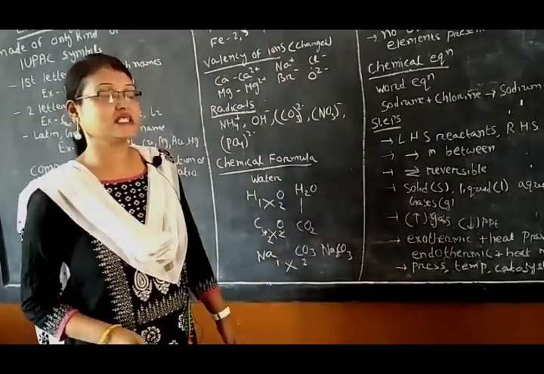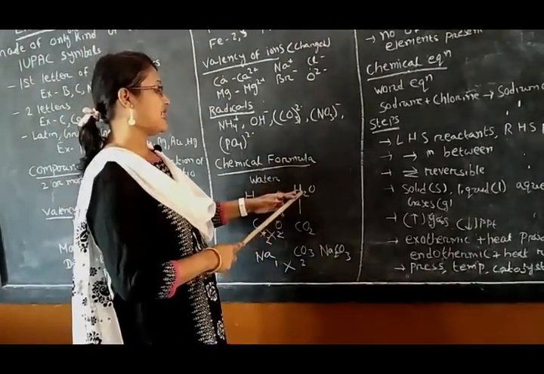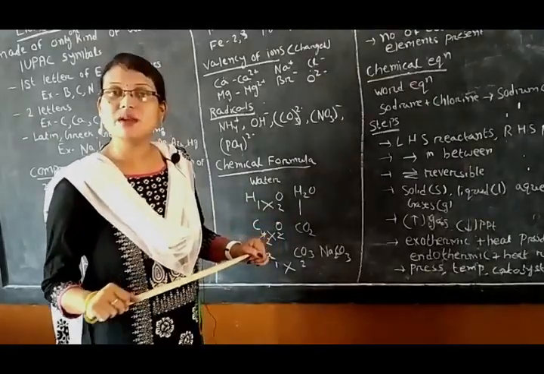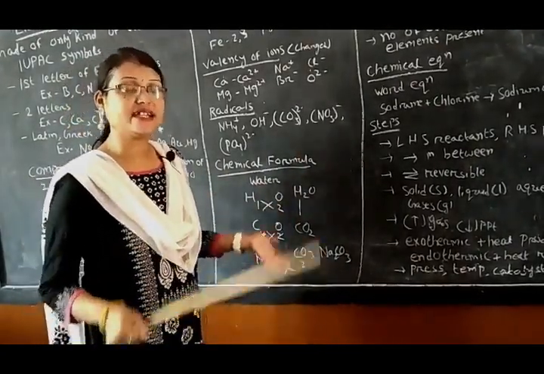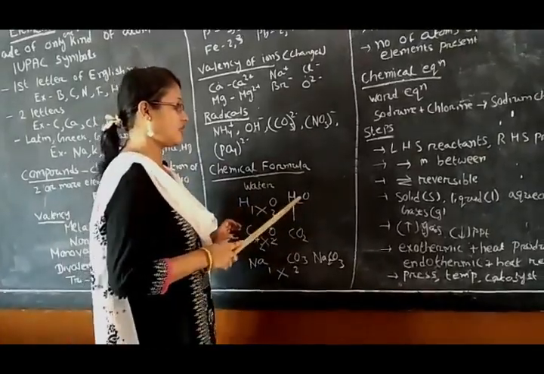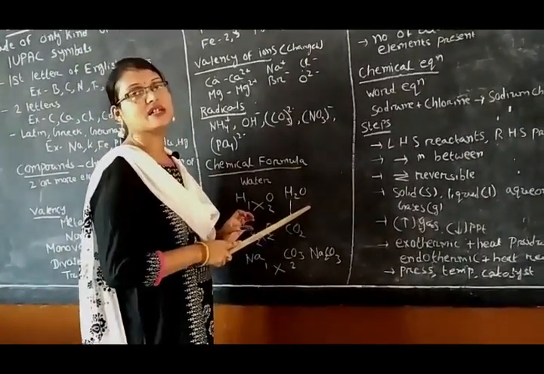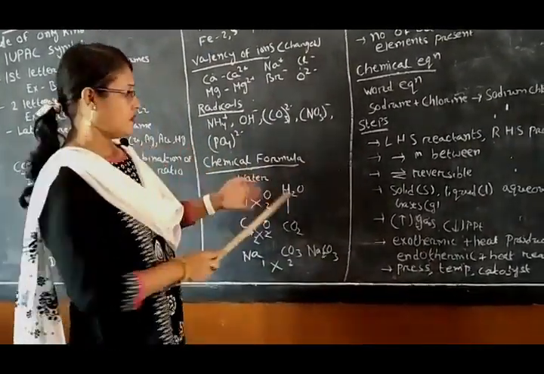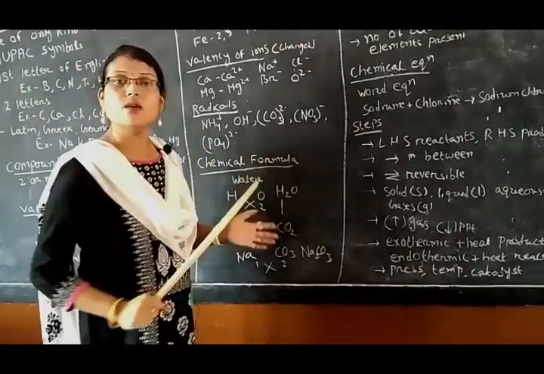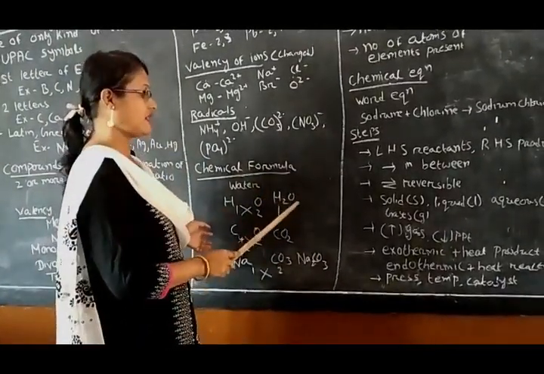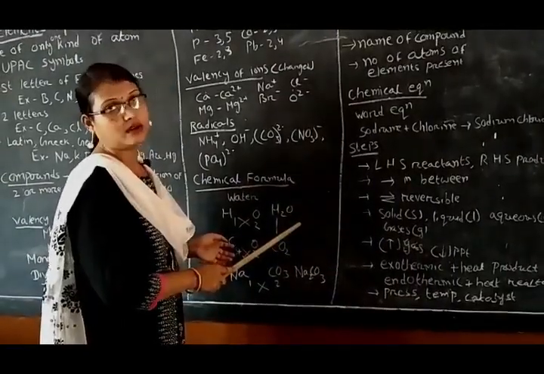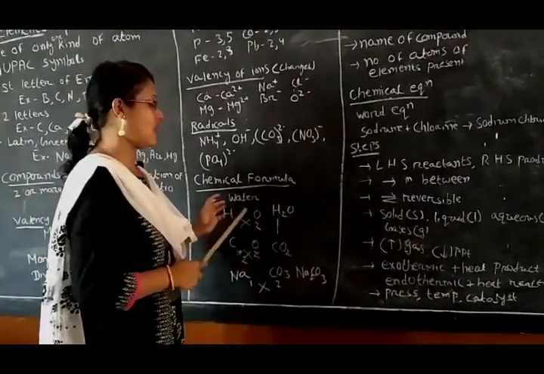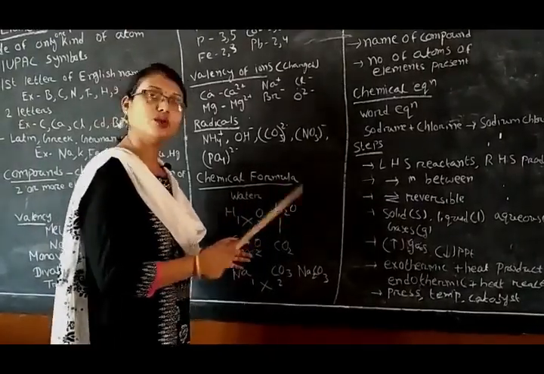Now the last step is, if they are divisible by any common factor, then we have to divide and simplify it, and write it. So here 2 and here 1 is there. Listen students, it is not required to write 1. Is it divisible? No. So simply the formula of water becomes H2O.